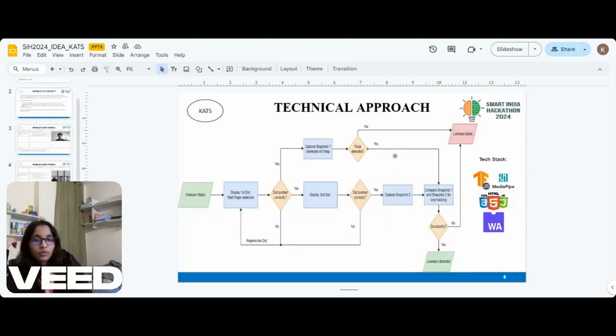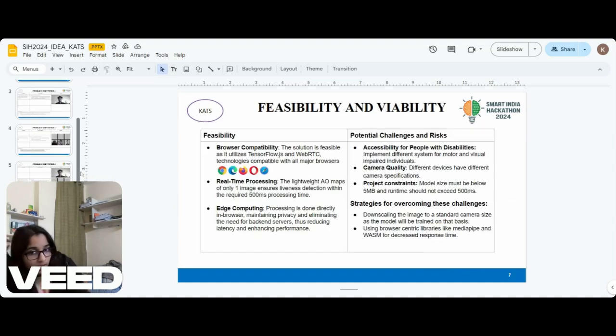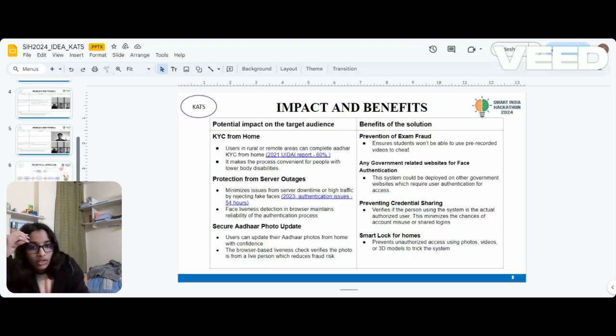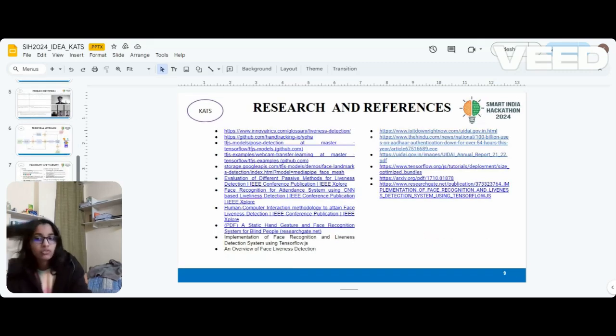This is the cute little flowchart that we made, and this was our proposed tech stack. This was about feasibility and potential challenges and risks that we would face in coding this up, and the impact and benefits, and yeah, research and references.